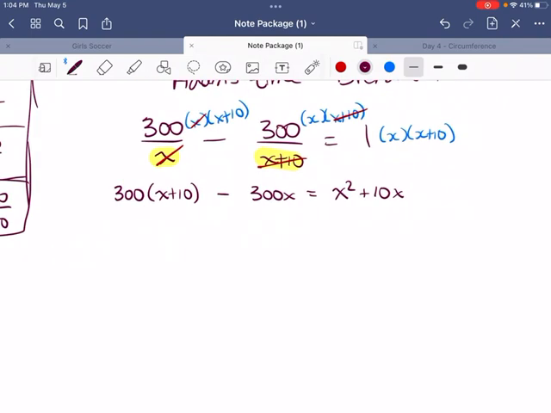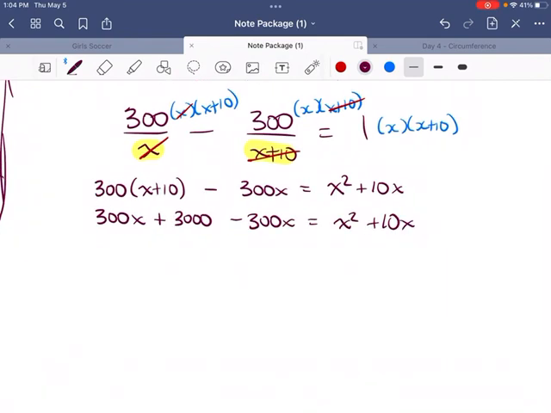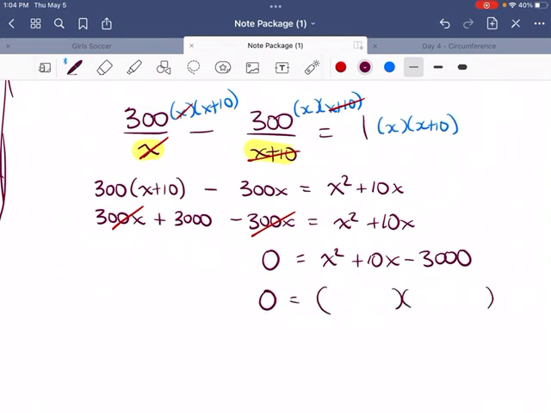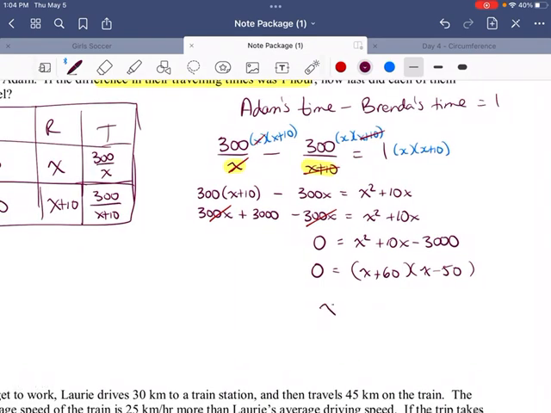If we do a little bit more expansion here, we'll get 300x plus 3000 minus 300x is equal to x squared plus 10x. Now the positive 300x and the negative 300x will simplify to 0. If we bring the 3000 over to the right-hand side, we get x squared plus 10x minus 3000 is equal to 0. And we can actually factor this one to x plus 60 and x minus 50. So we have two solutions: x is equal to negative 60 or positive 50.